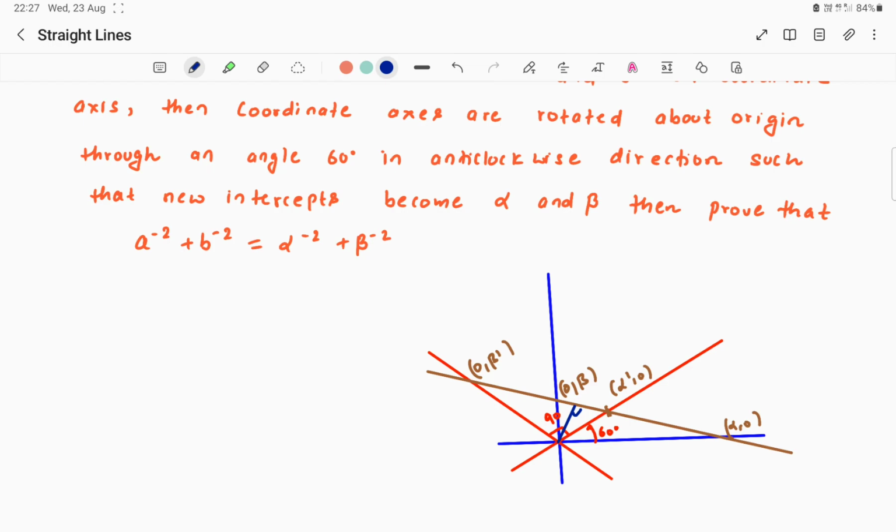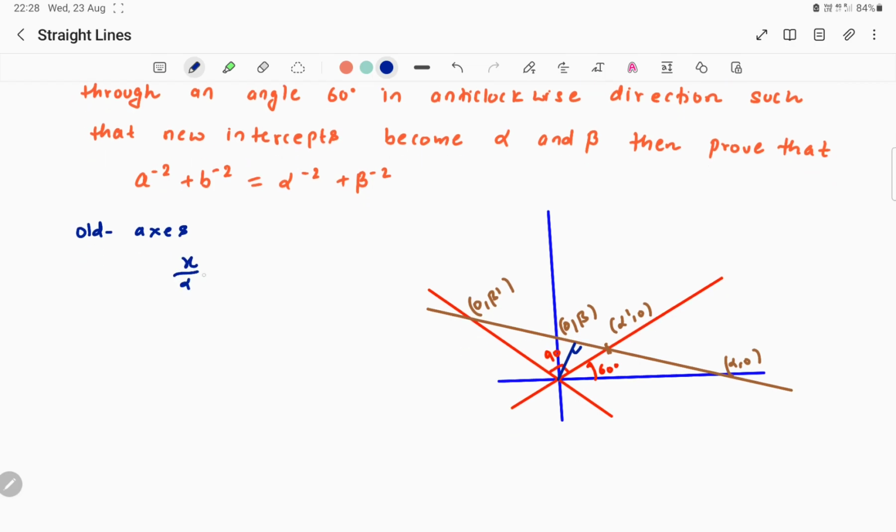You are rotating the coordinate axis. So even if you rotate further also, still the perpendicular distance of the line will not change. Are you getting it? Okay. So if I ask you what is the line equation with respect to the old coordinate axis? Old axis, okay. Old axis. So intercepts are given, so you can write x by alpha plus y by beta is equal to 1. And with the new axis after rotation, what is the equation? X by alpha dash plus y by beta dash is equal to 1.